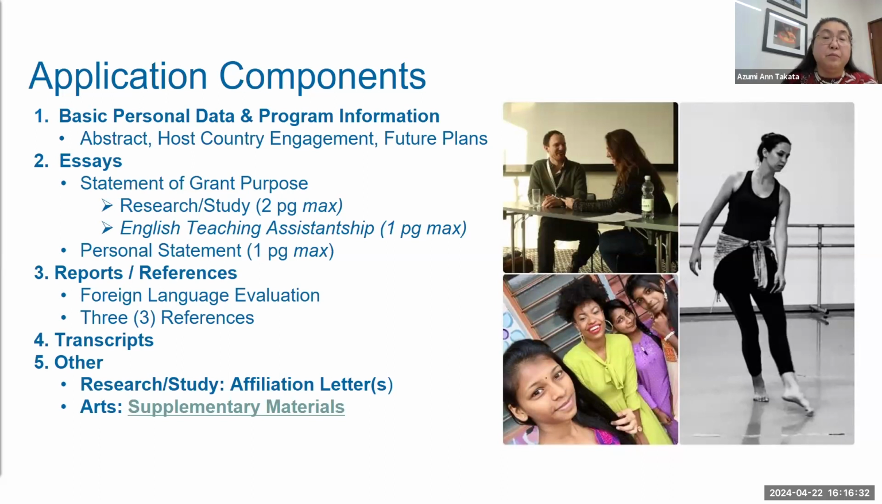And then the personal statement is, just as the name suggests, an essay about you, who you are, where you come from, kind of a narrative autobiography of who you are and what you represent. And then reports and references: foreign language evaluation, if it's required, 3 letters of reference, and then transcripts, and then other materials. For research and study applicants, affiliation letters. For performing and creative arts applicants, supplementary materials, essentially your arts portfolio. Those are also required.